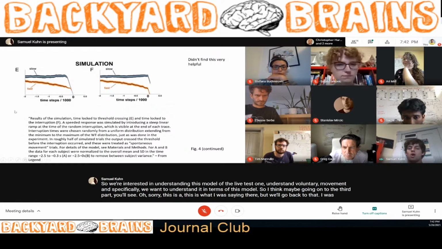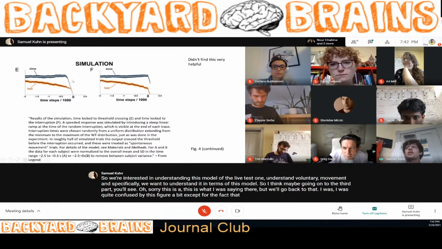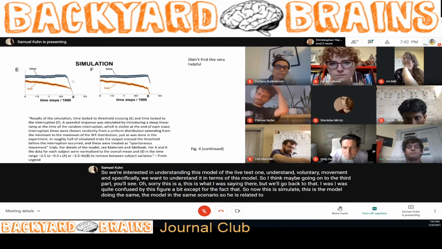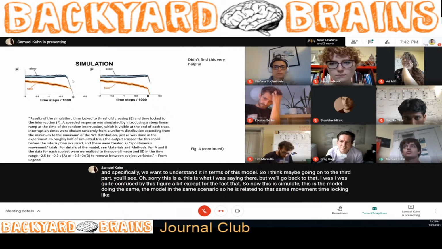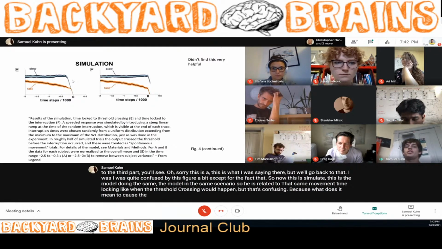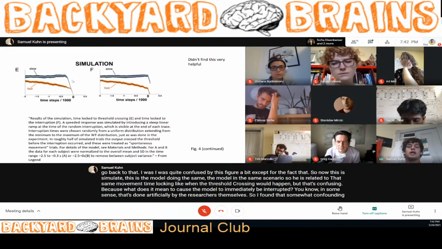I was quite confused by this figure a bit. Now this is the model doing the same thing, the model in the same scenario. So E is related to that same movement time locking, like when the threshold crossing would happen. But that's confusing, because what does it mean to cause the model to immediately be interrupted? In some sense that's done artificially by the researchers themselves. So I found that somewhat confounding.